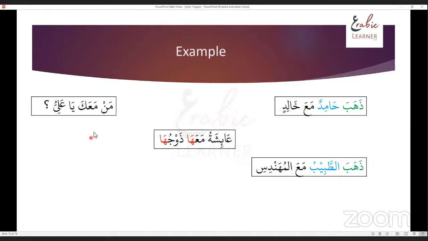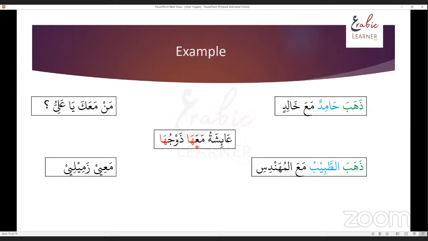If someone asks a question, Man ma'aka ya Ali, who is with you, O Ali? Ma'i zamili. Mutaliq bil khabar. Okay. Ma'aha, what is ma'aha? Sister, ma'aha is what? It is zarf mudaf ilayh, right? Sister Sana? You know that, right? Ma'a is zarf.